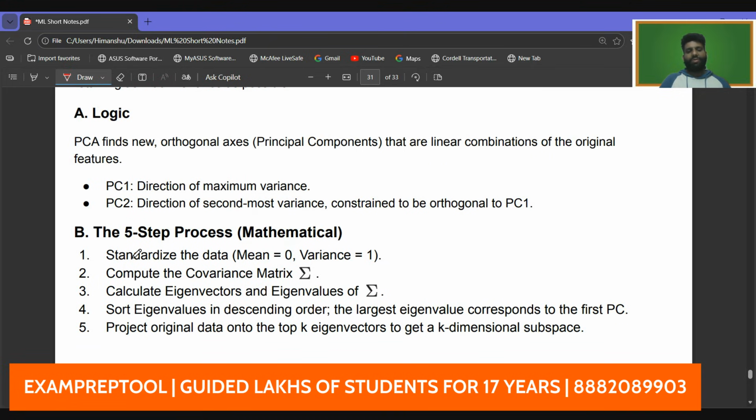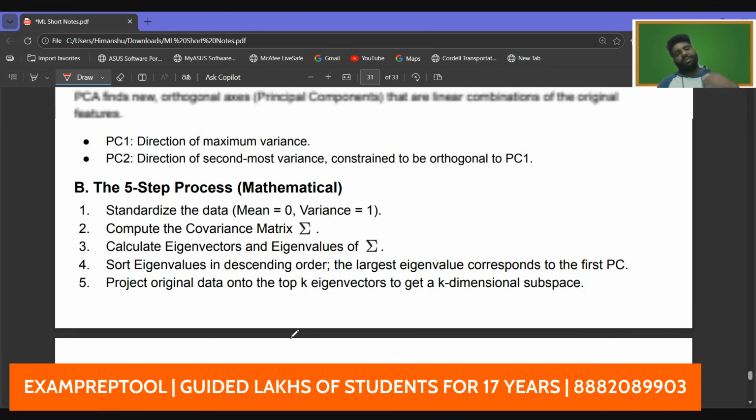The process is that, first of all, we need to standardize, because for some of the features the scale can vary a lot, so we need to keep that in mind. Compute the covariance matrix, calculate the eigenvectors and eigenvalues, and sort eigenvalues in descending order. The largest eigenvalue corresponds to the first principal component. Project the original data onto these k eigenvectors. Whatever our data was, we project it onto these, and that's how we get the new set of features which is required for us.